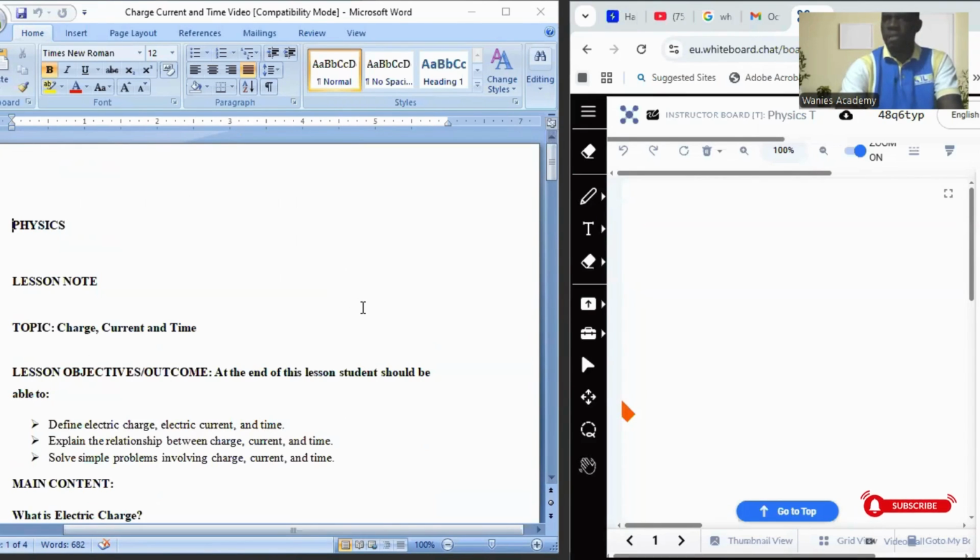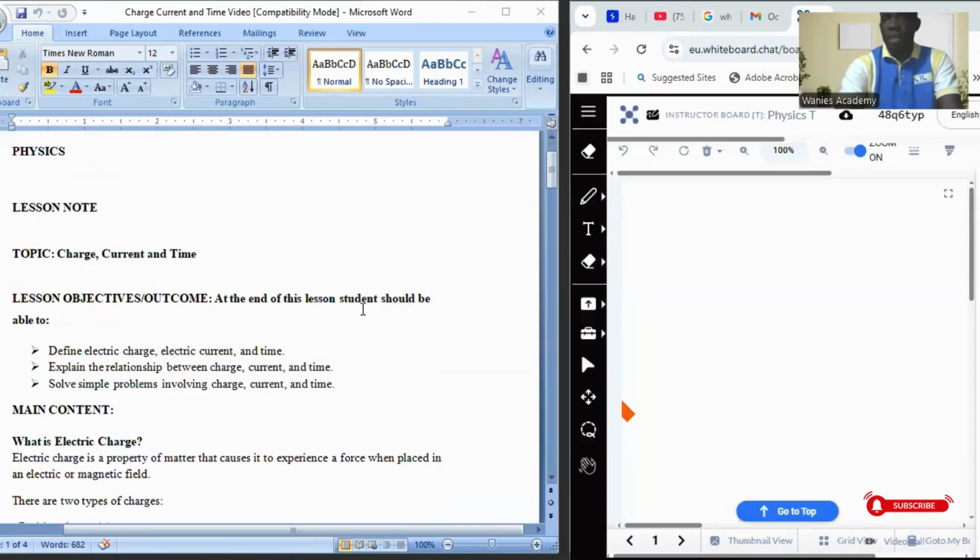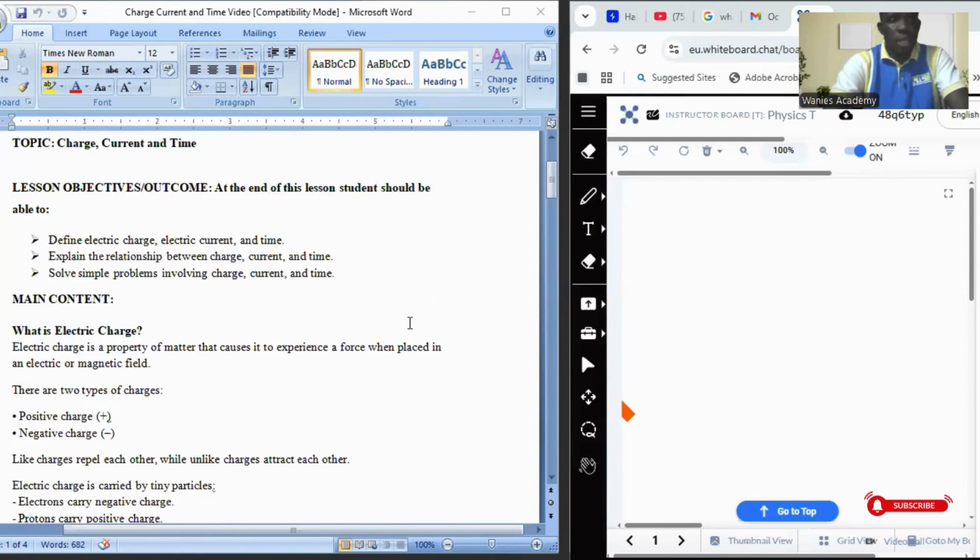Today we are looking at an important part of physics: charge, current, and time as a topic. We have a 3-lesson objective in this lesson for today. The first lesson objective is to define electric charge, electric current, and time. Then to explain the relationship between charge, current, and time. Then to solve simple problems involving charge, current, and time. So quickly, let's delve into the lesson.